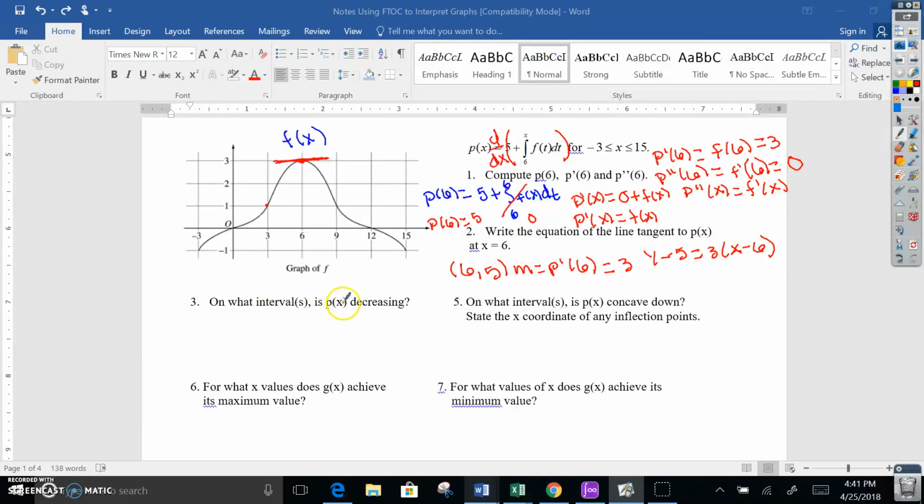All right, on what intervals is P of x decreasing? Decreasing means P prime of x is going to be less than 0. Okay, that's from the last unit. Well, P prime of x is equal to f of x. So the real question is, when is f of x, the function they gave us, living below the x-axis? And so we're going to go from -3 to 0. Again, increasing, decreasing will accept parentheses or brackets. So in this case, I'll go -3 to 0. And there's another spot. It's going to be 12 to 15.